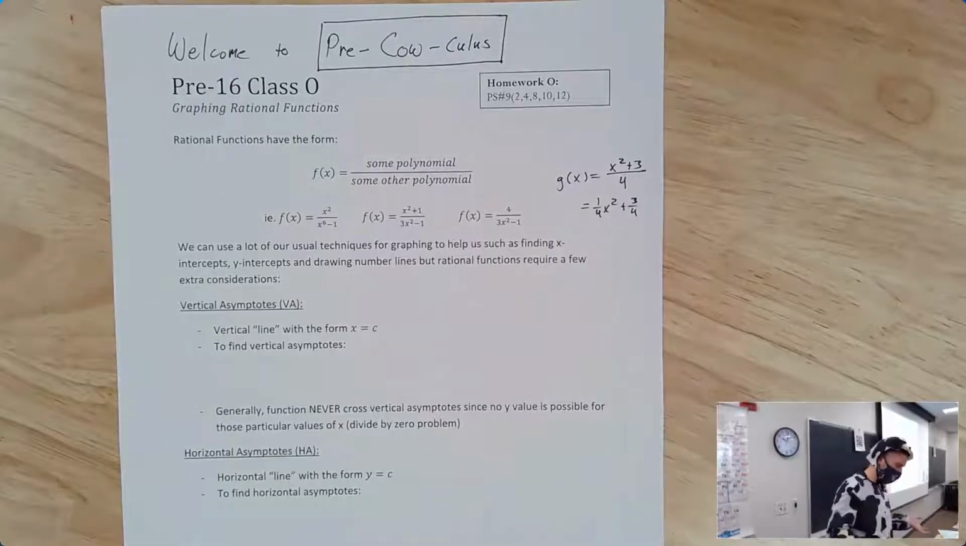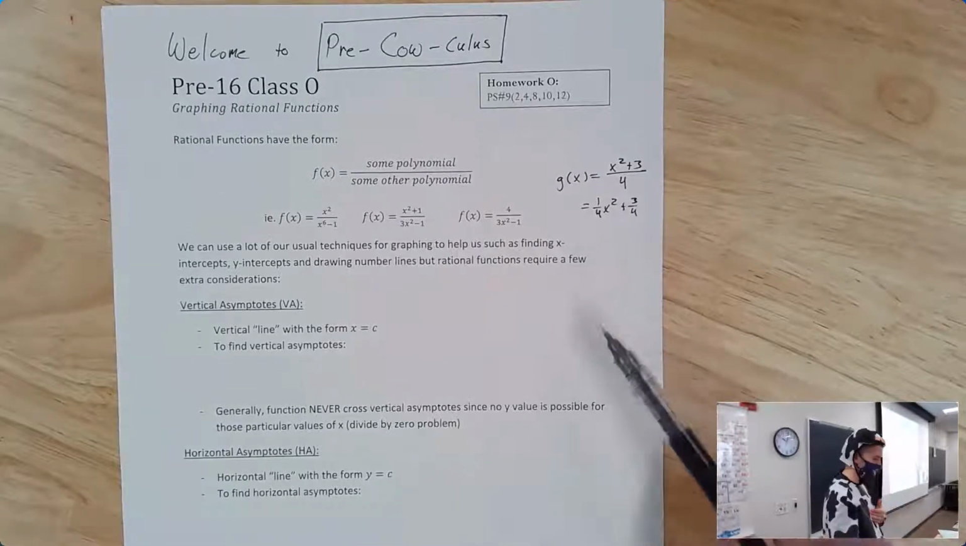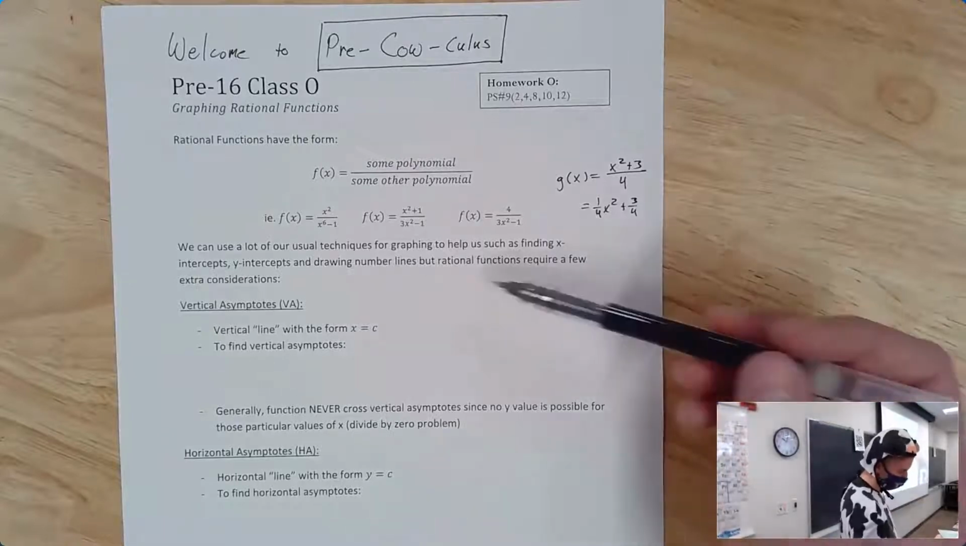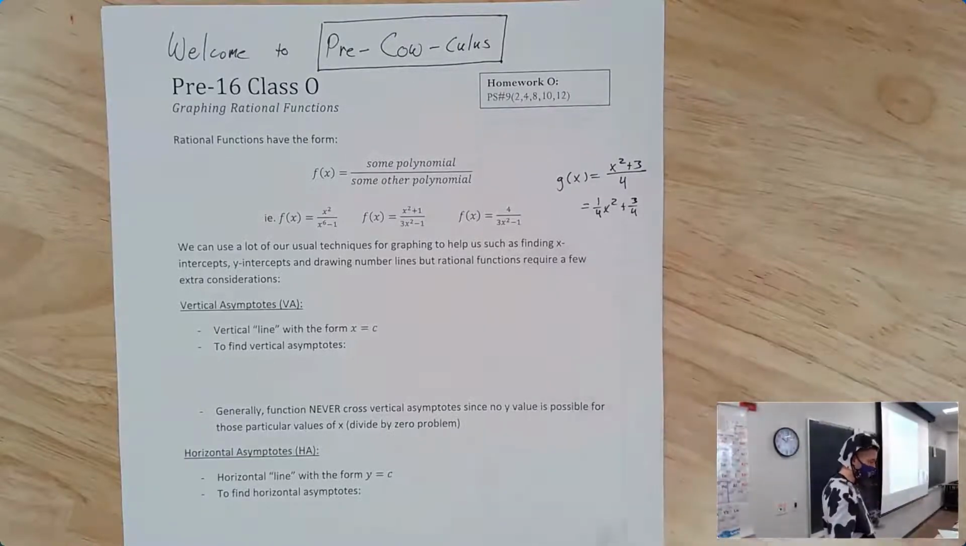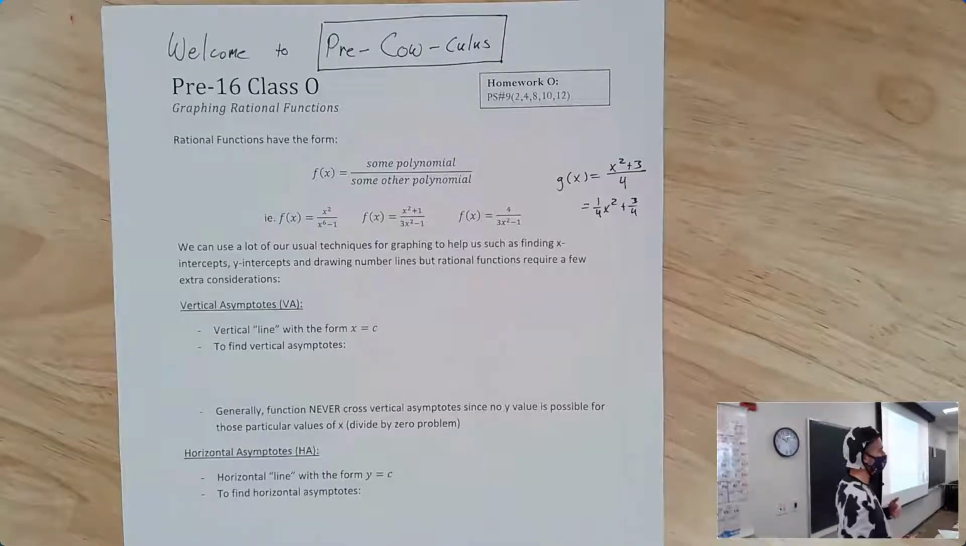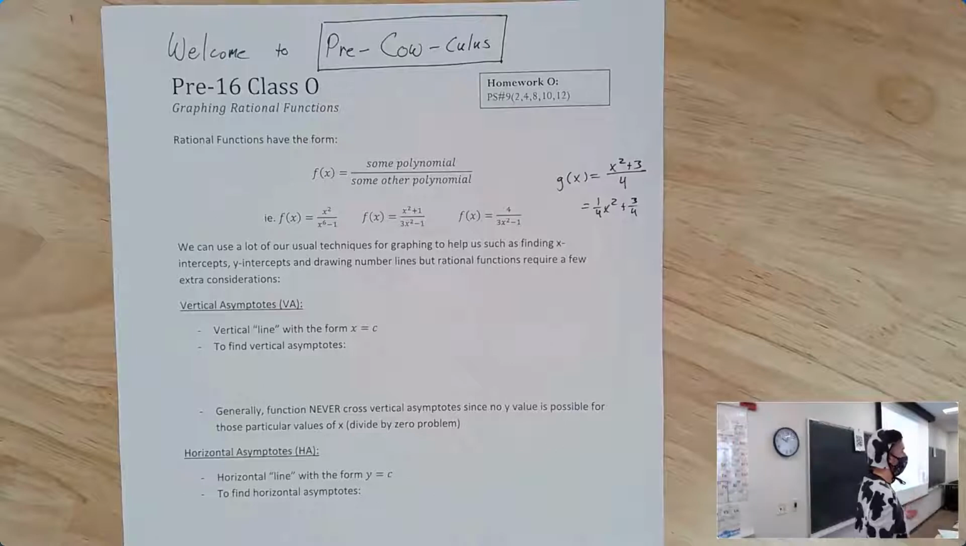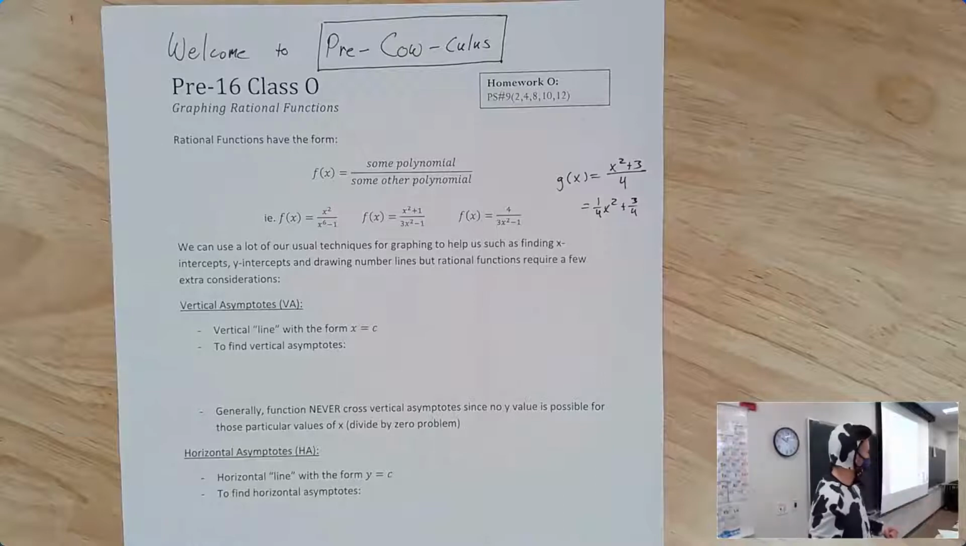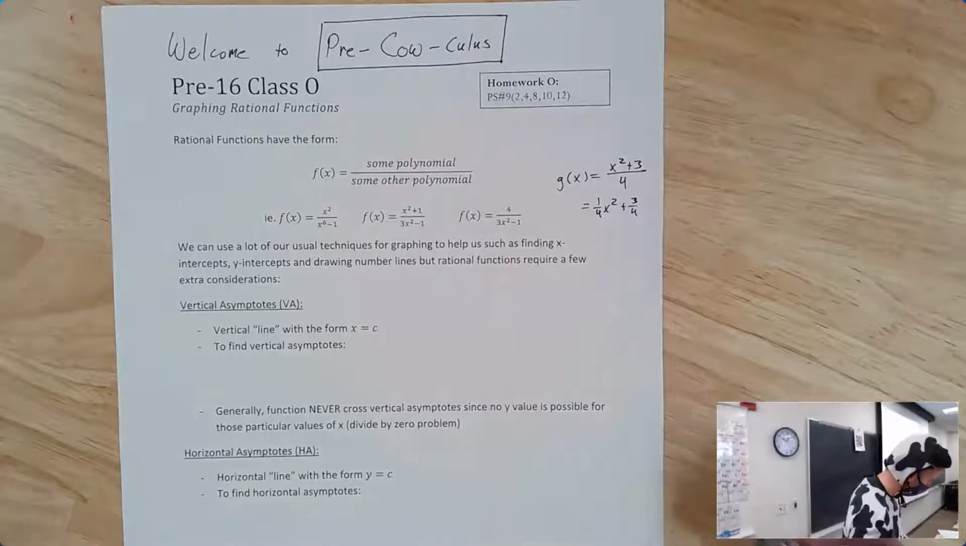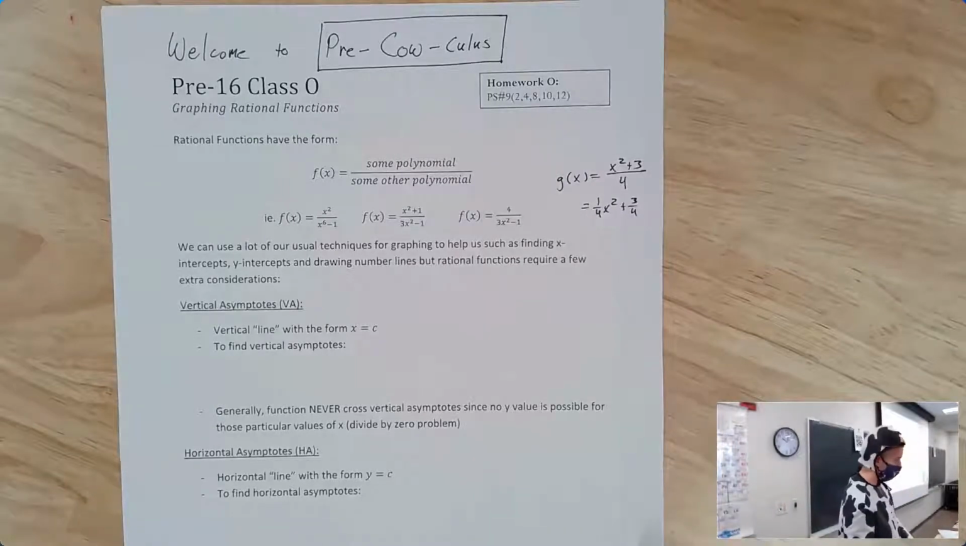And like I was saying, we can use a lot of our techniques for graphing to help us graph this, like finding x-intercepts, finding y-intercepts, drawing number lines. There's a couple of extra things we have to talk about. This is specifically asymptotes. So rational functions won't always, but will often have vertical and or horizontal asymptotes. The nice thing is that they're not too terrible to find. So for vertical asymptotes, they're going to be vertical lines, right? That's why they're called vertical asymptotes. And they're going to be written as x equal to some number.